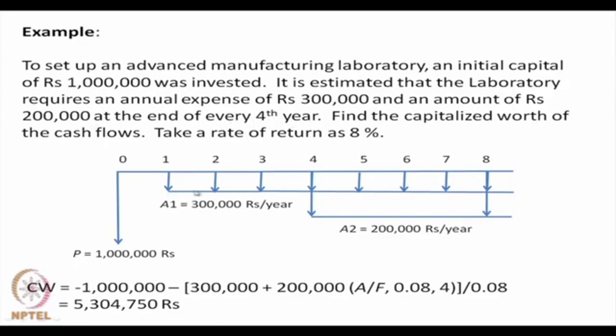So, 300,000 rupees annual expense for the laboratory is the operating expense, and at the end of every fourth year there is some maintenance expense. So, here there is an expense. Here also there is an expense, and in the 12th year there is another expense of 200,000, whereas 300,000 rupees per year is continued throughout for every year. Now, this continues for a very long time. We are assuming that long to be infinity, and therefore, we can straight away use the capitalized worth method, meaning we can find the present worth of this.